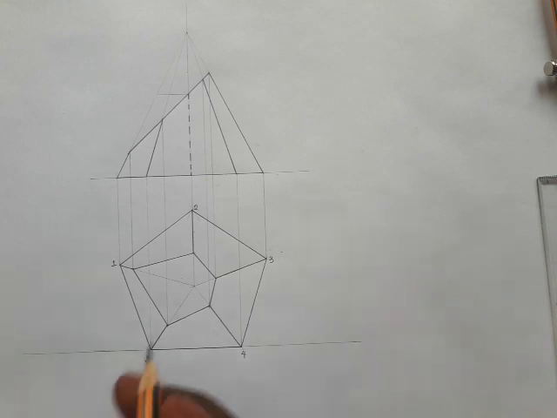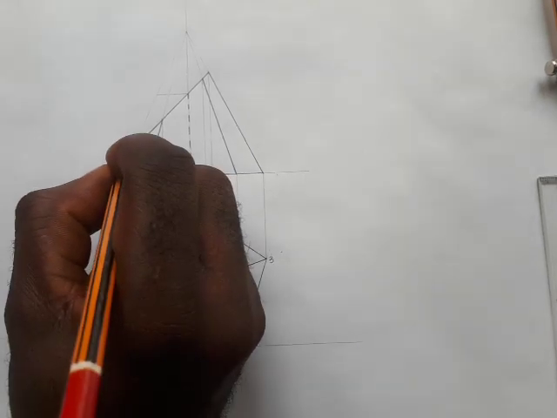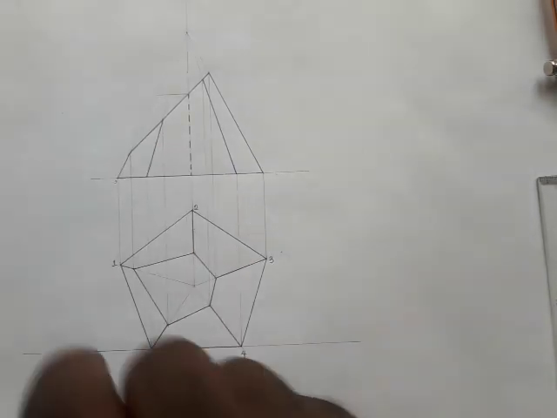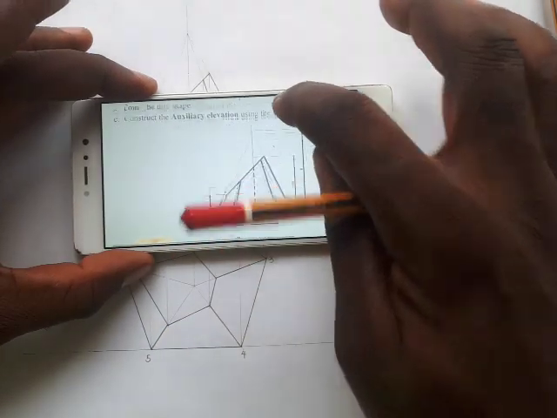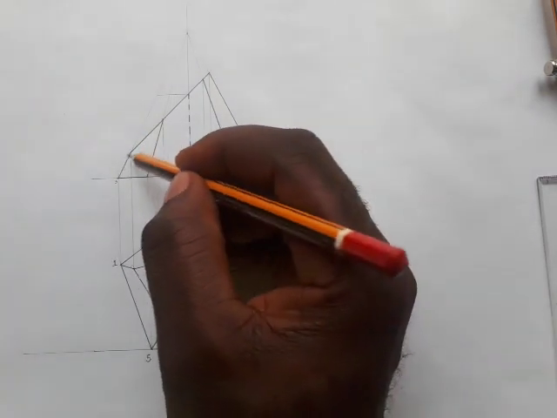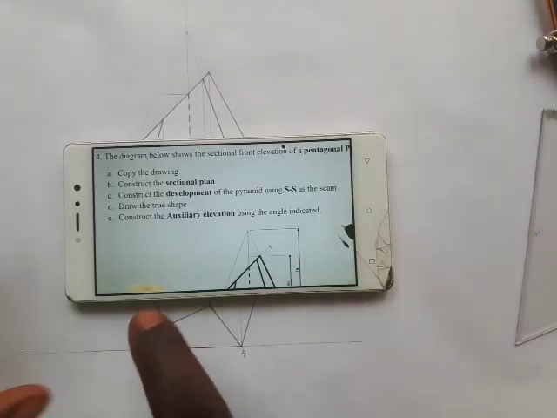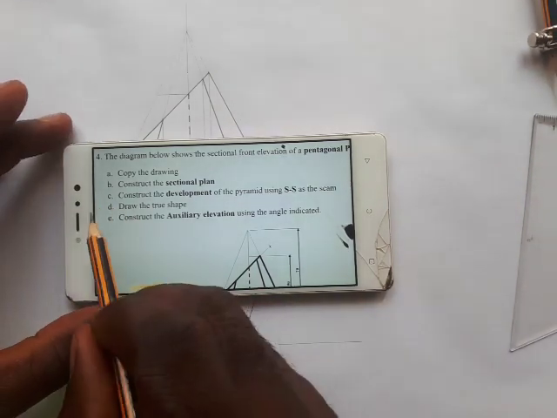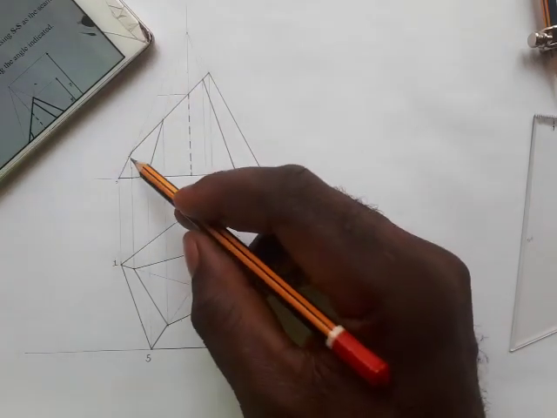Now remember, this is SS. Okay, no, let me not write it there because I'm going to be bringing in some numbers, but this is what I meant. SS, the seam. So that's where we are using as our seam here. All right. Okay, so like I said, we've answered the second question. That's B. C, construct the development of the pyramid using the SS as seam. So that's what we want to do.